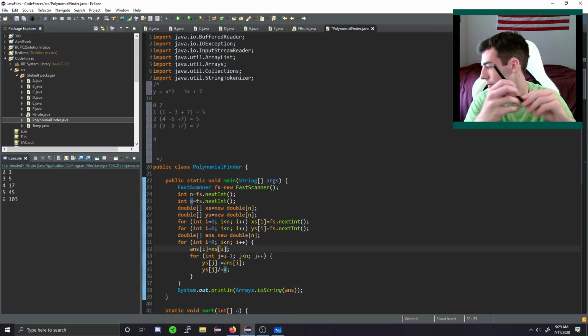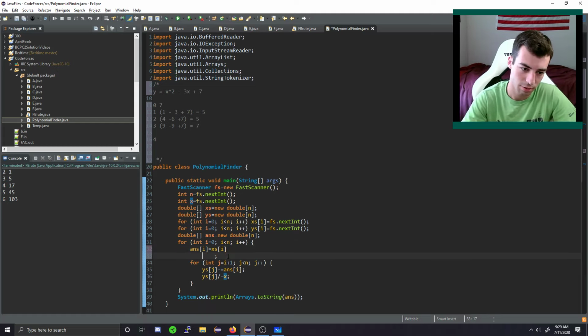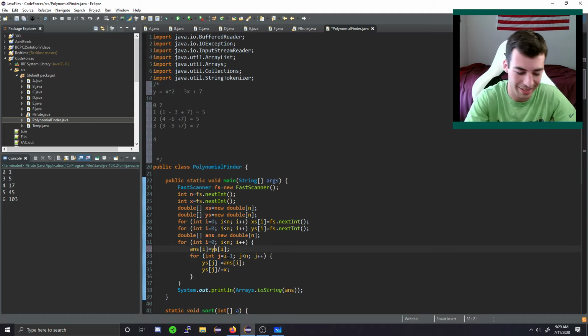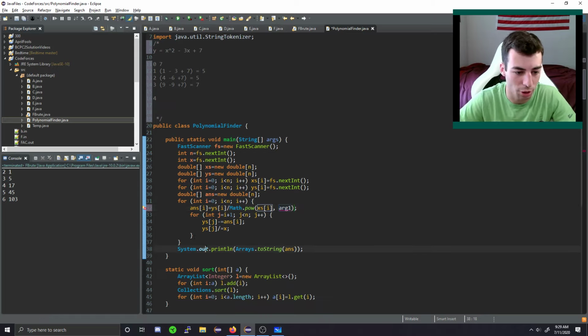This isn't right. So this should be x is by, no, this should be, this isn't, oh my goodness, what am I doing? This y is going to be equal to this, or this value is going to be equal to this y divided by math.pow xs at i. Write our own power function.